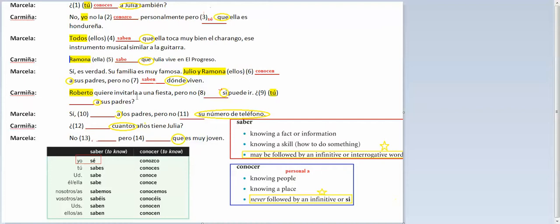Roberto quiere invitarla a una fiesta, pero no blank si puede ir. We've got si there. Remember, saber may be followed by an interrogative word or si, but conocer is never followed by an infinitive or si. So then it has to be saber, and it's Roberto that doesn't know if she can go, which is he. So your answer would be sabe.